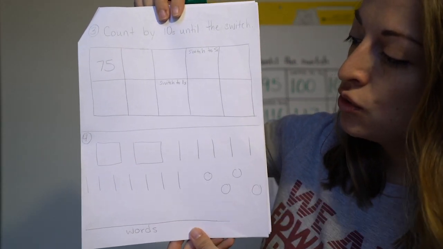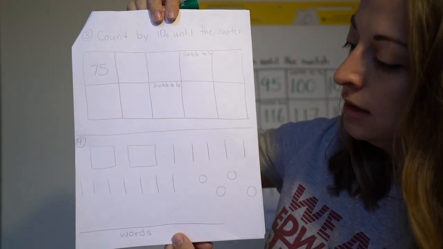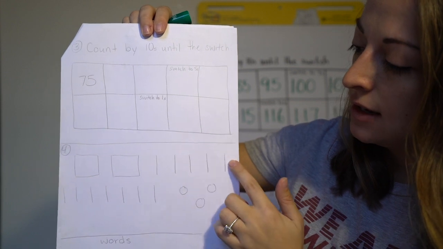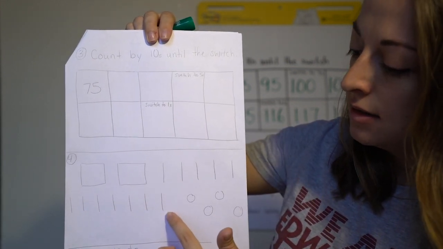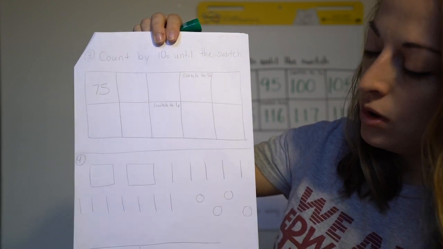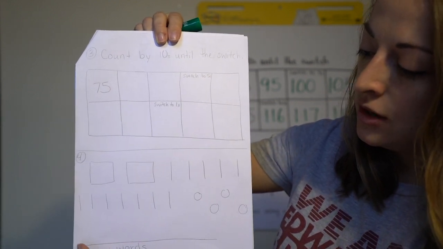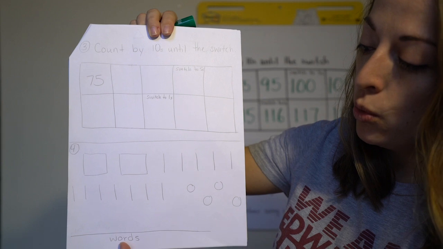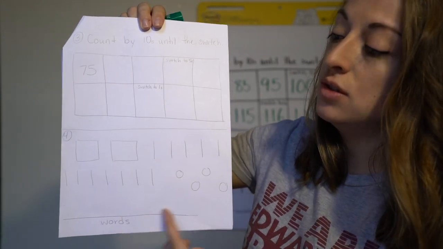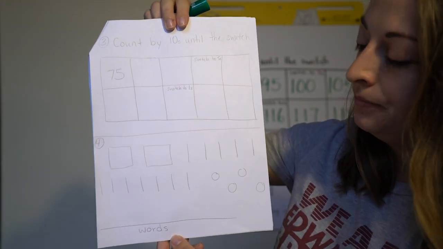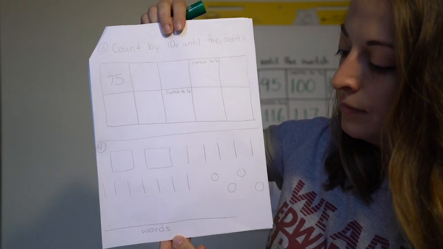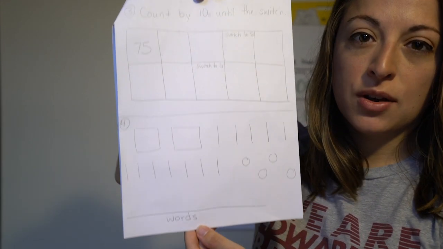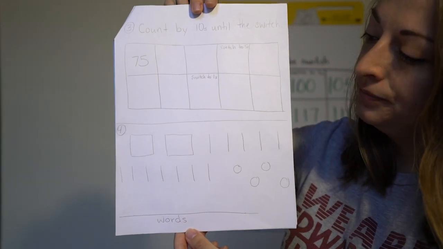So you're going to draw 2 hundreds blocks, 5 10 sticks, then below that 7 10 sticks, and then 4 ones. Then you're drawing a line and you're writing words below that line because you need to write your answer in words. If you need extra time, you can pause the video now.